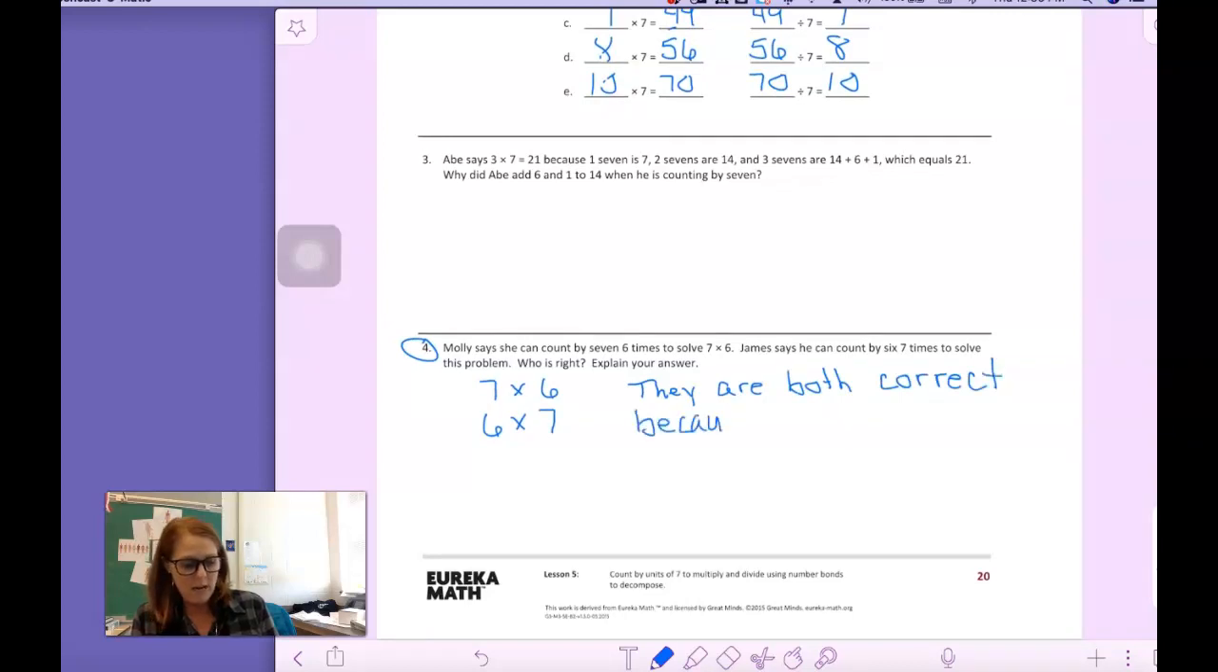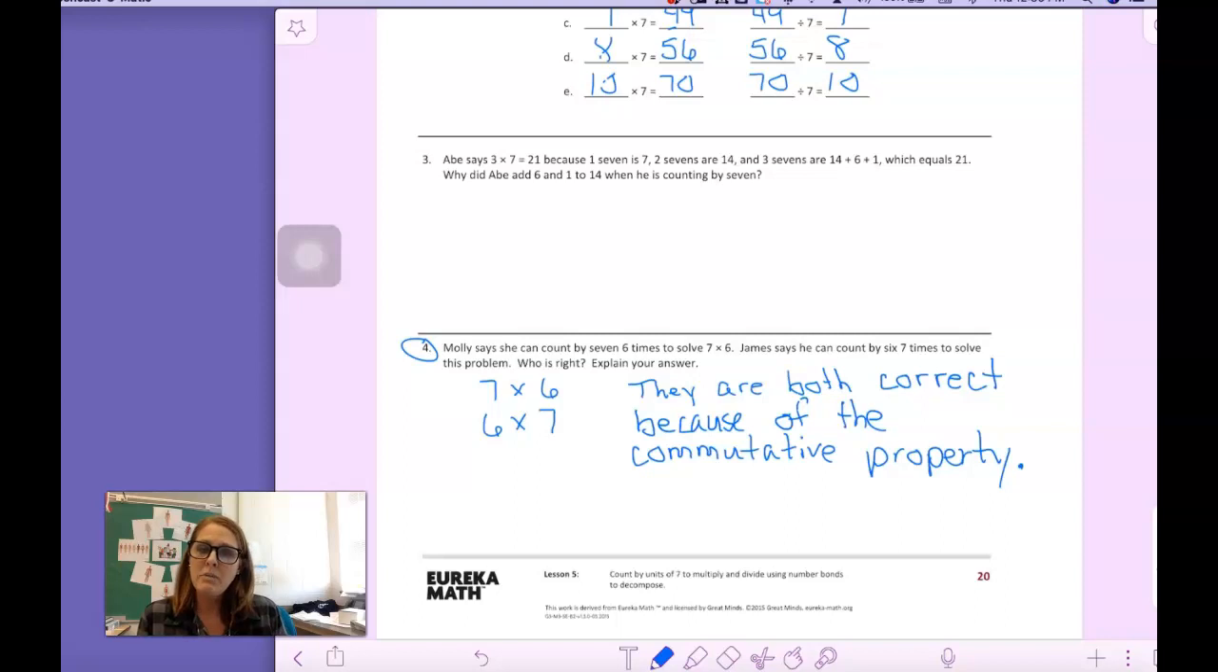Because, do you know why? It's a property because of the commutative property. Commutative property. Because we get the same result. It doesn't matter if we get there by counting by 7 6 times or 6 7 times.